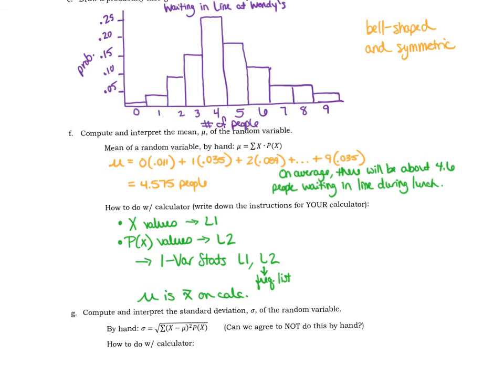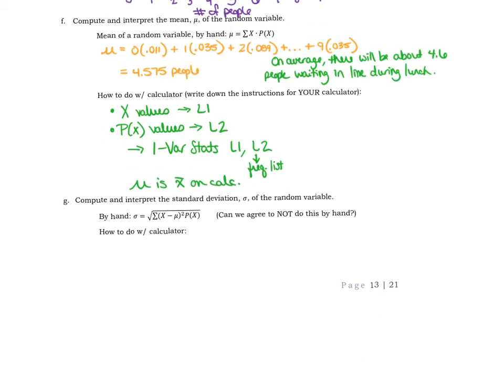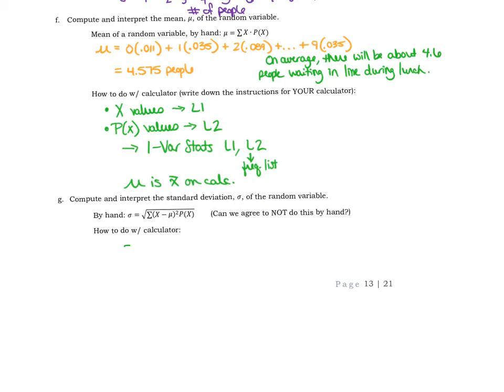That's the mean. Now, when it comes to the standard deviation, I've got the formula there for you, but we're not going to do that by hand. That's a little too much work. But if you look on your calculator after the calculation I just showed you, you will find sigma, and sigma is 1.95 people. Let's take the time again to interpret that. What does that 1.95 people mean?